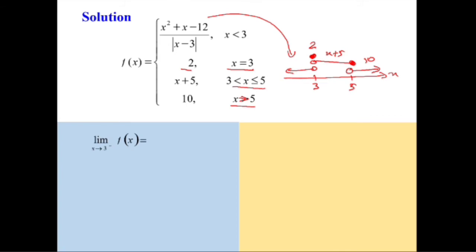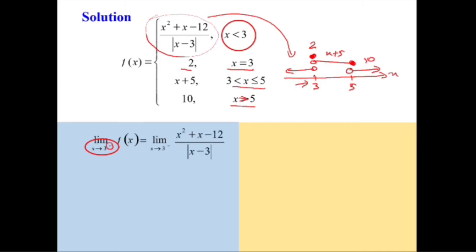Now, let's answer the first question. Limit of f(x) as x approaches 3 from the left side of 3. So from the left side of 3, what is the function? The function is this quadratic divided by the absolute function. First, write down the function. Then remember your first step of finding limits, try to substitute the value of 3 into the x. After you substitute your value, you get 0 over 0. So this means that you have to factorize or multiply with the conjugate. But for this question, there's no surd, so you have to factorize.